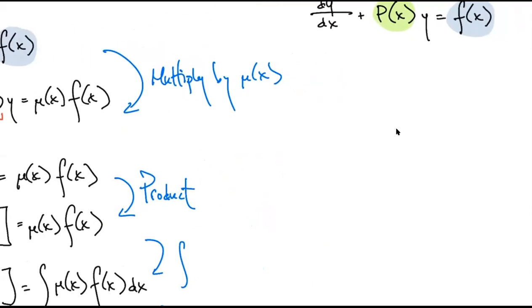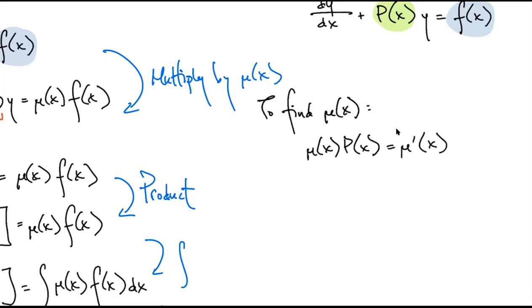So to find mu of x, I'll give you a formula, but let's figure out where that formula comes from. We know that mu of x, p of x equals mu prime of x. That's how we chose our magical function. So let me divide both sides by mu of x. I'm going to get p of x by itself. So p of x equals mu prime of x over mu of x.